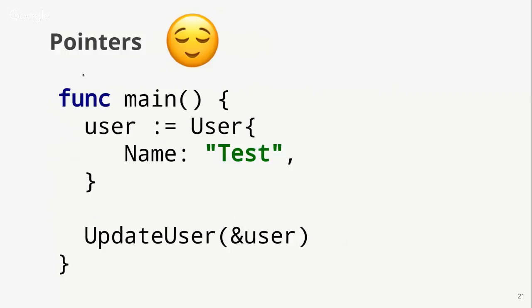Then, speaking of the caller, update user, which gets called from the main function, gives the user with the ampersand operator, and that indicates that it gets the pointer to the user. That's about it. That's pointers. You cannot do any pointer arithmetic, for example. So you cannot, let's say, increase the memory address of the user by 2, and then you suddenly get a buffer overflow or whatever like that. That's not possible in Go.